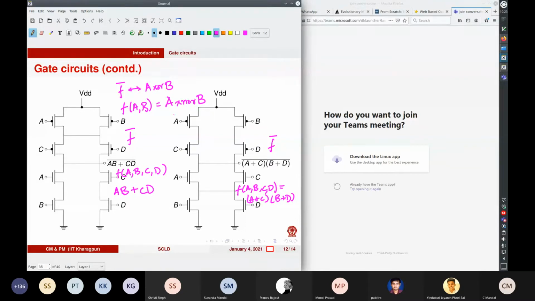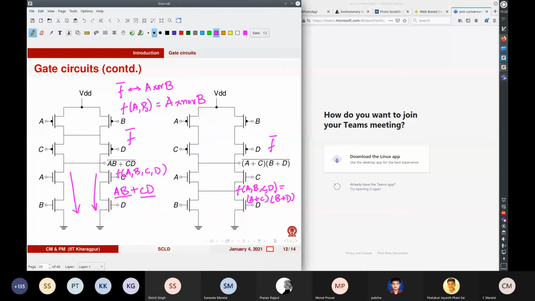So the circuit structure, as you can see, basically it goes low. That's why it is the complement. When A and B are high, you have a conducting path to the ground. When C and D are high, you have another conducting path to the ground. Otherwise, if that is not the case, you don't have a conducting path to the ground. So that is why it is the complement of that, right?